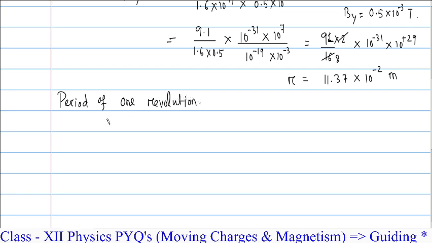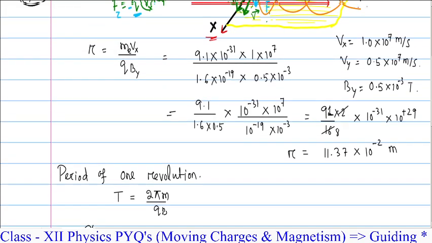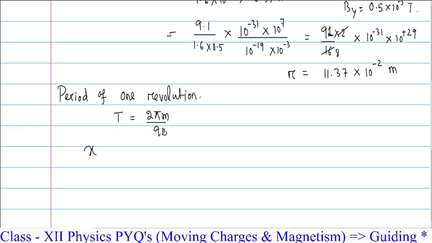So period of one revolution, that is the time period. Time period formula is T equal to 2 pi m upon q into B. Clear? If it is 2 pi m upon q into B, then the linear distance covered will be along which direction? That will be along y direction, not x. So linear distance covered along y direction will be equal to vy into T, velocity along y direction into time period.